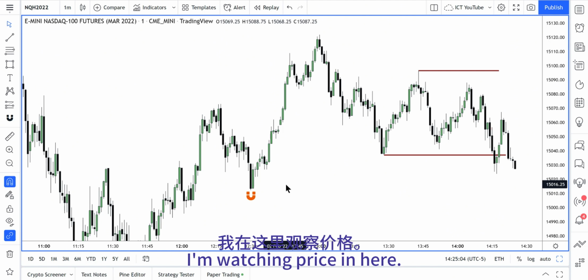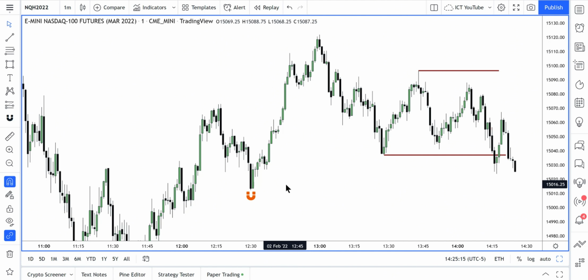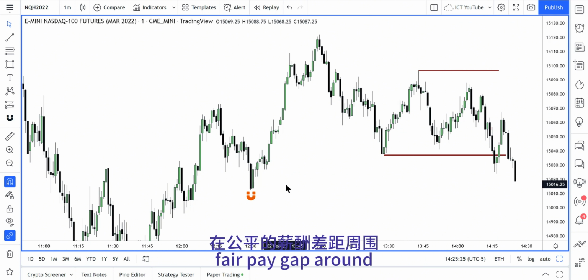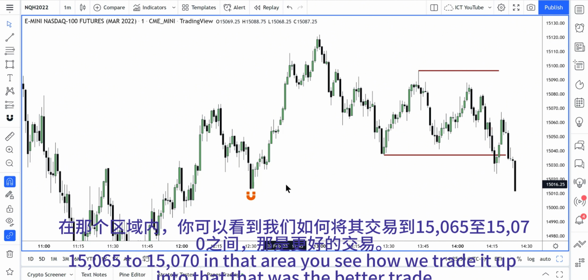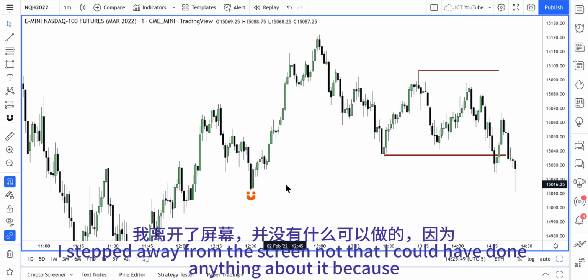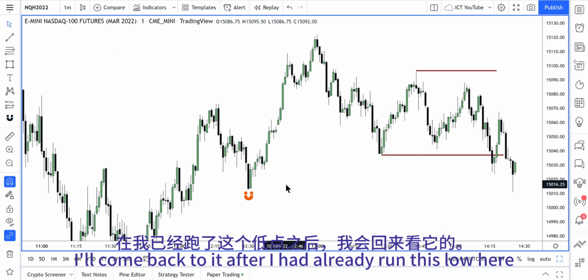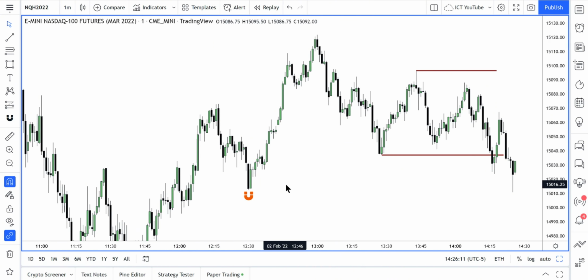So I'm watching price in here. It's going to sweep down below that low where I had the anchor. That fair value gap around 15,065 to 15,070 in that area. You see how we traded up into that. That was the better trade. But I stepped away from the screen. Not that I could have done anything about it, because I'll come back to it after I had already run this low here.